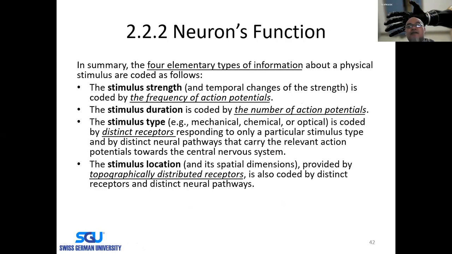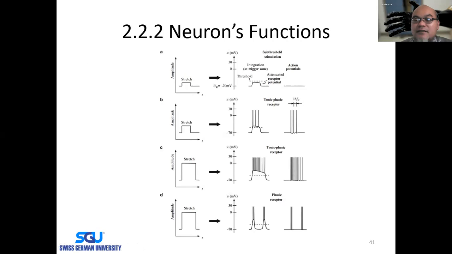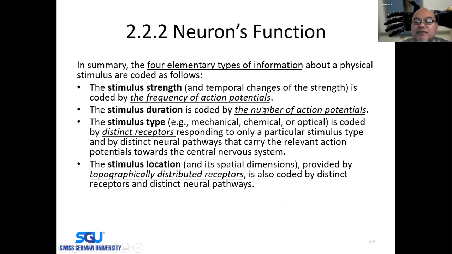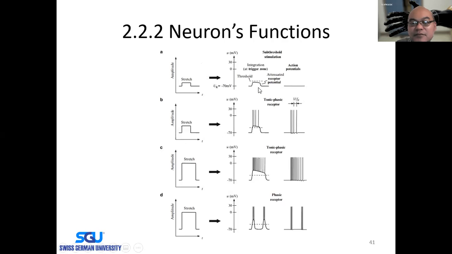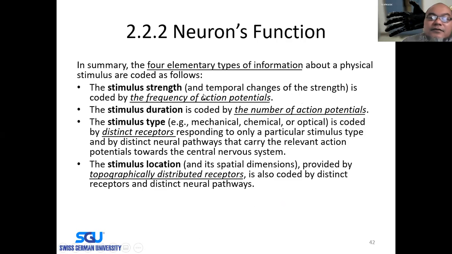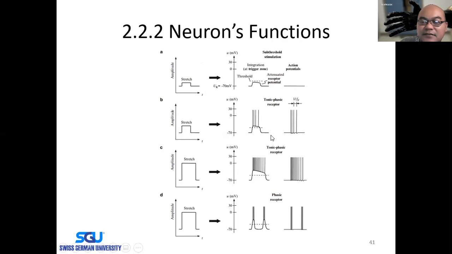So there are 4 elementary types of information that are coded by this sensory neuron. First is the stimulus strength. This is the amplitude, as we discussed here. How high is the stretching? The temporal changes of the strength are coded by the frequency of the action potentials. So the higher the stretching, the more of these pulses you see, and the frequency will be higher. The more pulses will be outputted for every unit time.